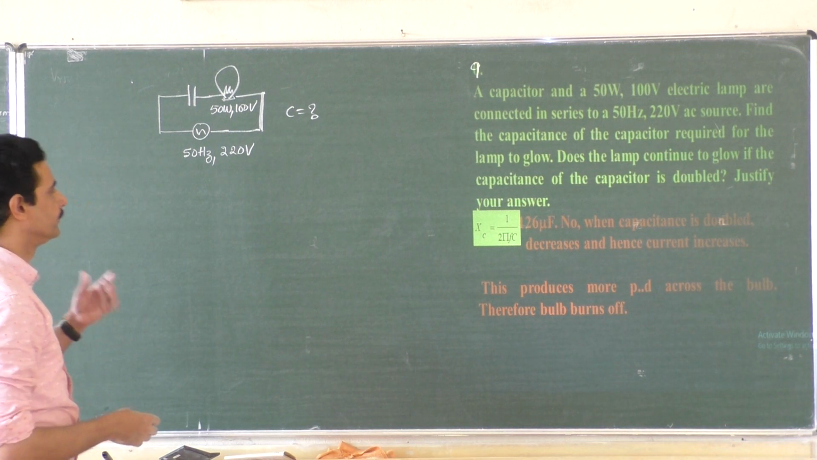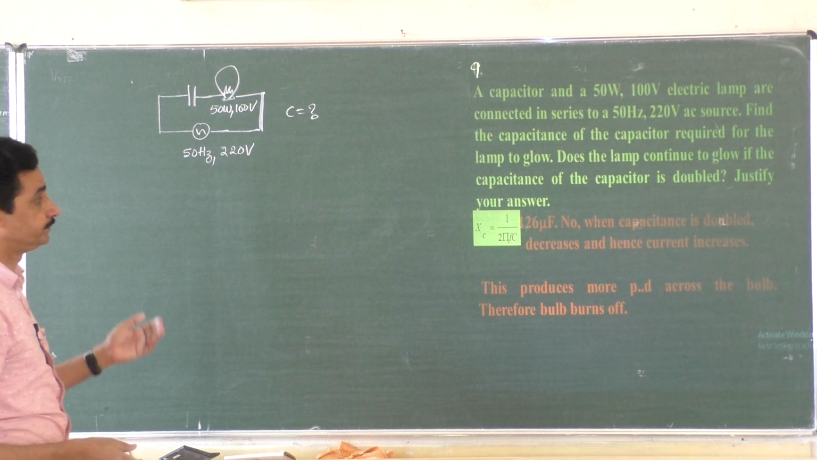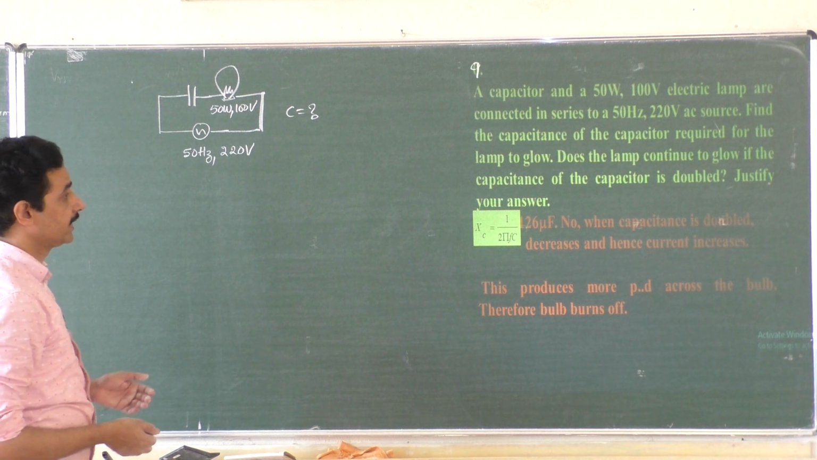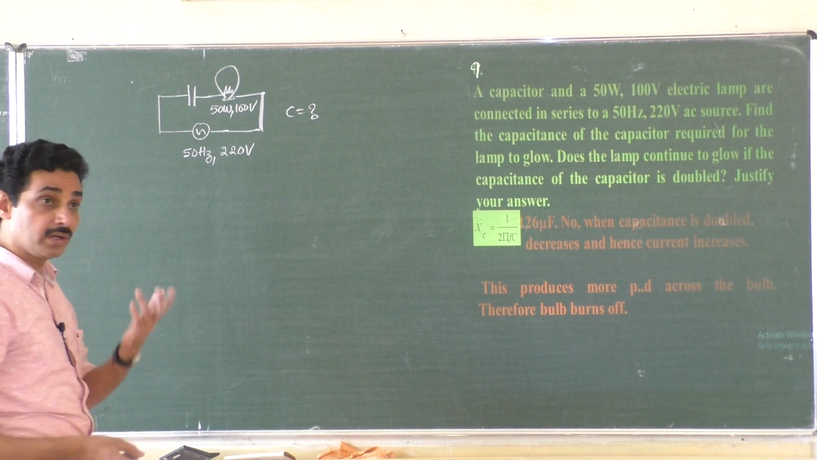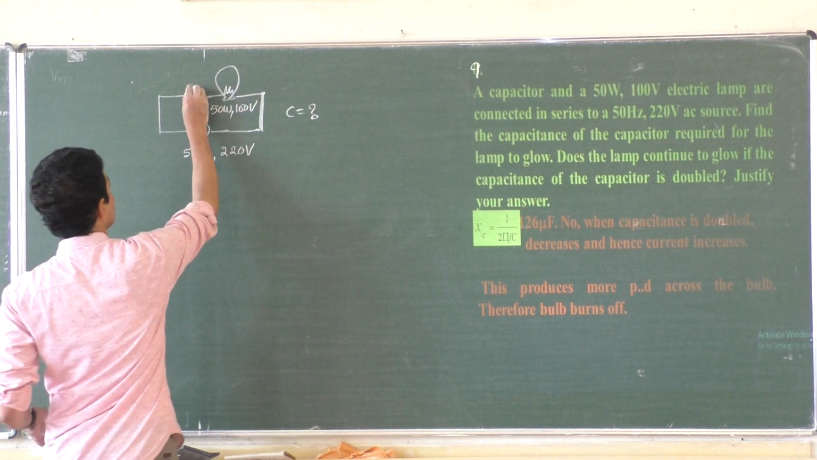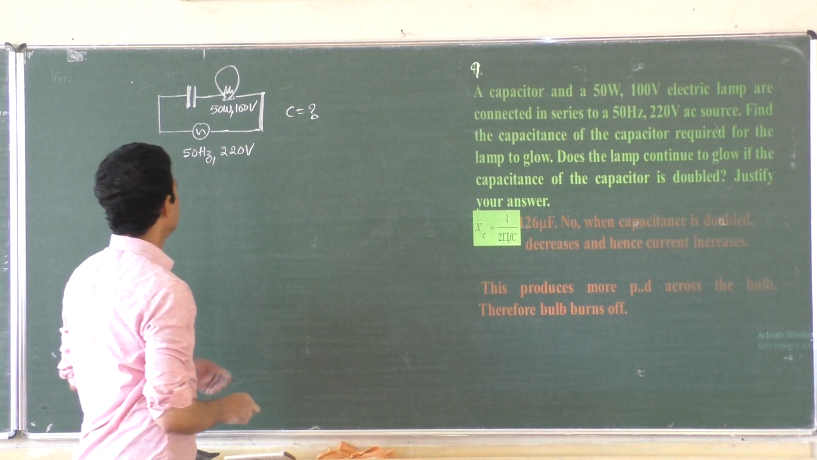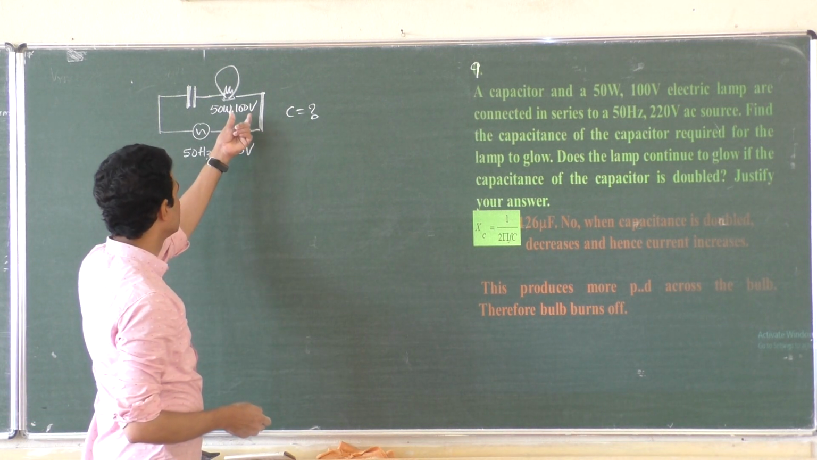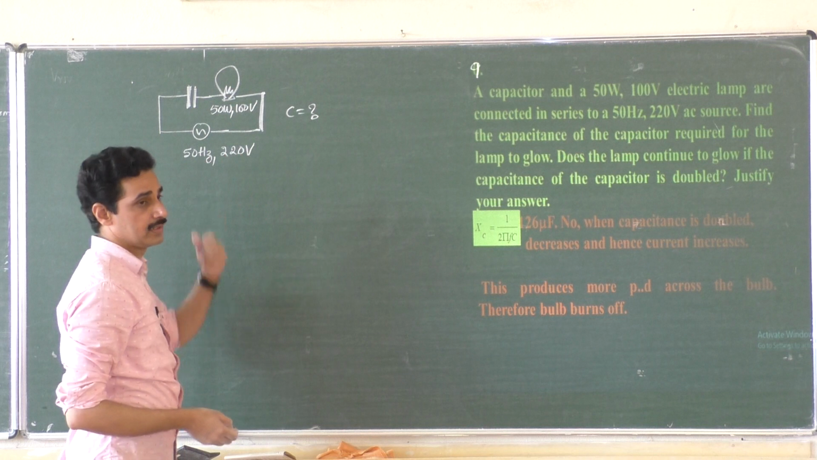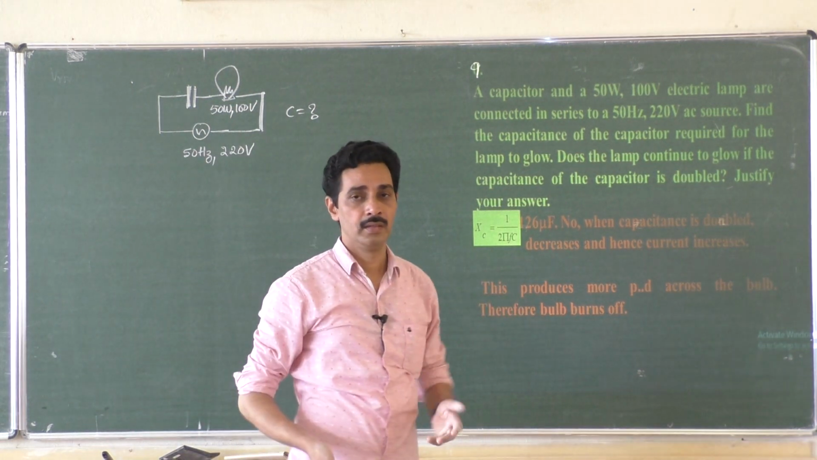If the capacitance of the capacitor is doubled, does the bulb continue to glow? What about the first one? What is the capacitance of the capacitor required? Now, why do you require a capacitor, first of all? What is the necessity of connecting a capacitance here? Very simple. You see, this is 220 volt supply. What about this one? 100 volt. What is this 220? Not mentioned, it is RMS.